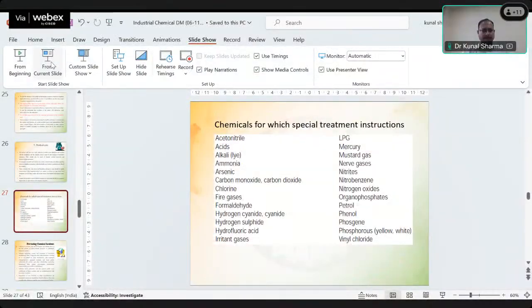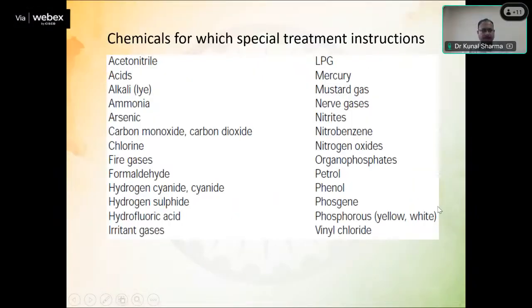Certain chemicals, with special... The slide is not being shared. Again, okay. Now it is visible? Yes, sir.